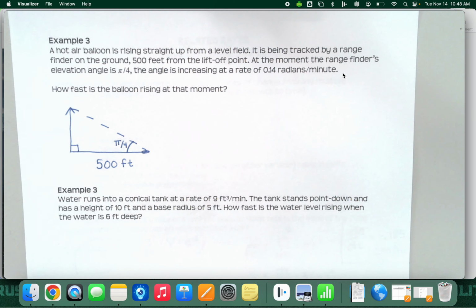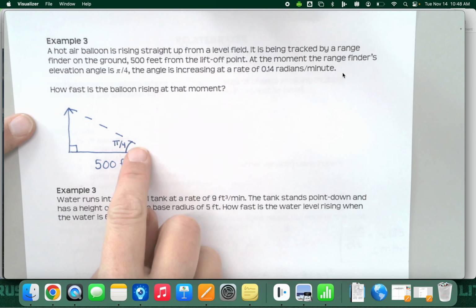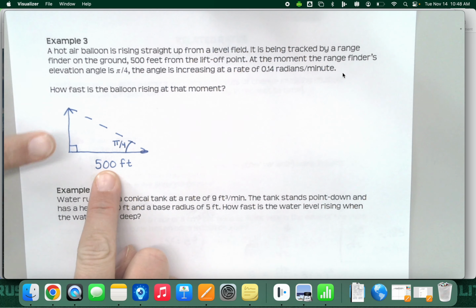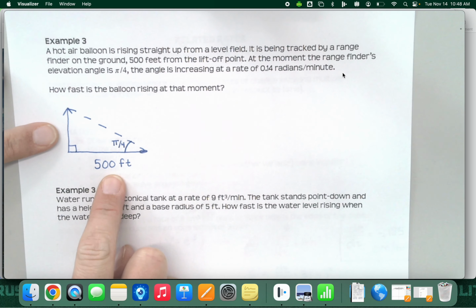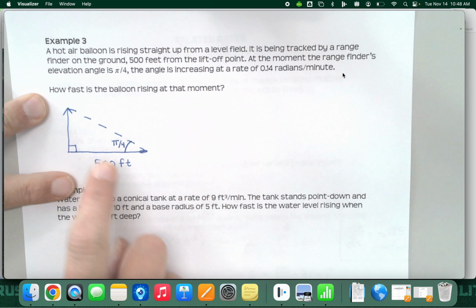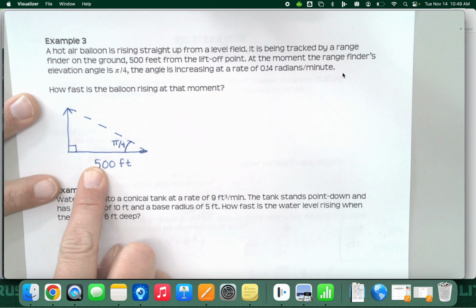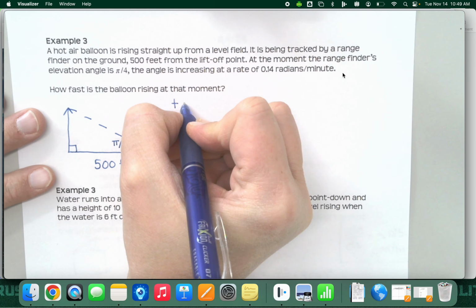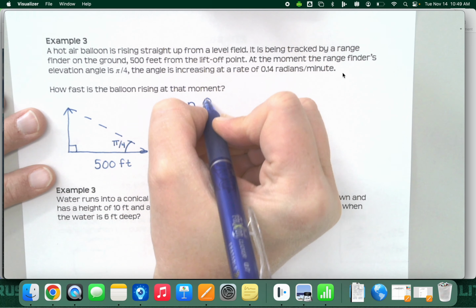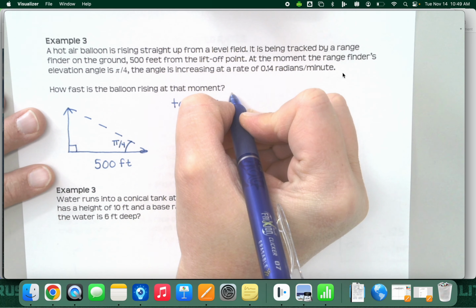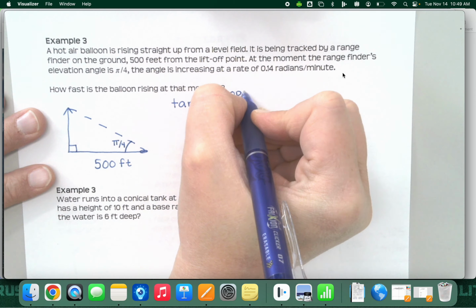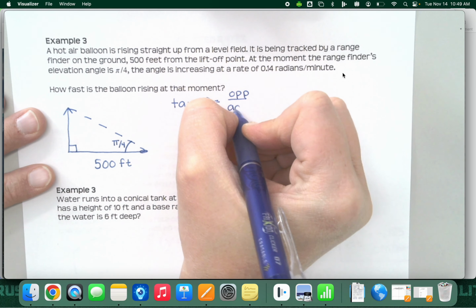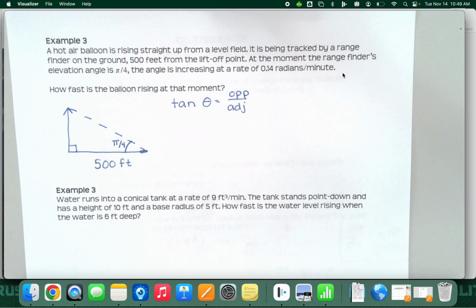There is some missing information here that I'll have to kind of dig for. But first, let's figure out what geometric formula or process is happening here. If we have an angle here, and then we have a side length and a side length, using SOHCAHTOA, that's a tangent situation, right? This is opposite and this is adjacent, okay? And so I'm going to set this up as tangent theta equals, okay, I'm going to say opposite over adjacent is really our formula here.